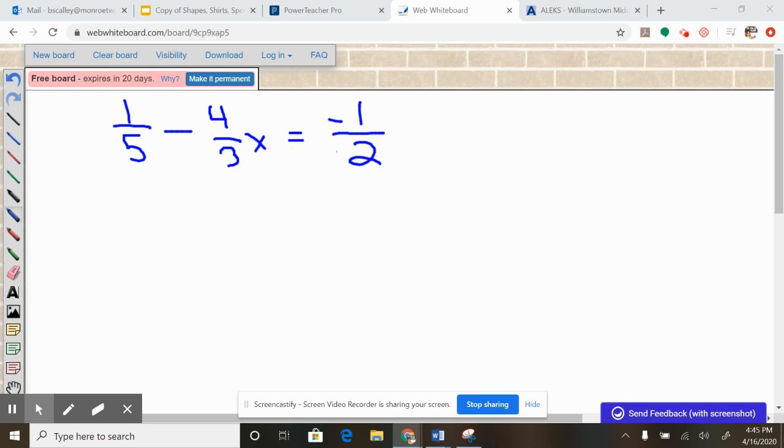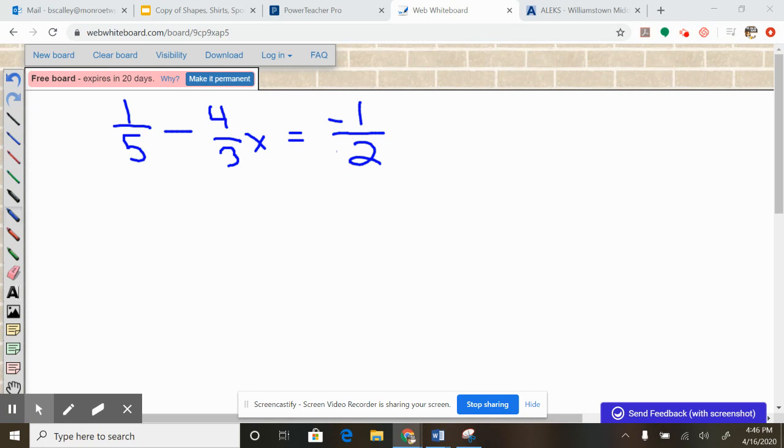All right, so the other day I had you guys working on some equations where there were fractions involved, but usually there was really only one fraction involved. If you see the equation here, there are three different fractions involved. So I'm going to go over a couple different ways that you can solve this.